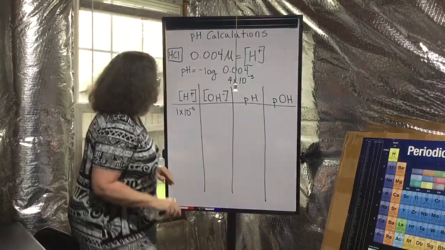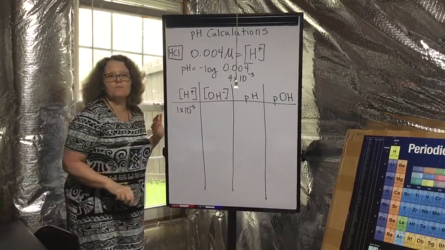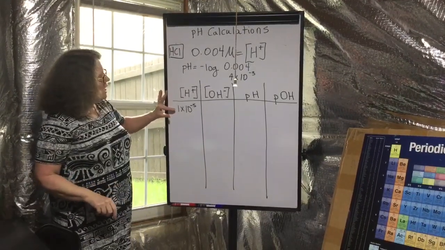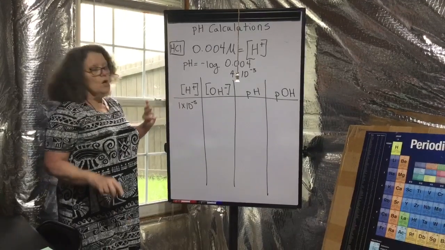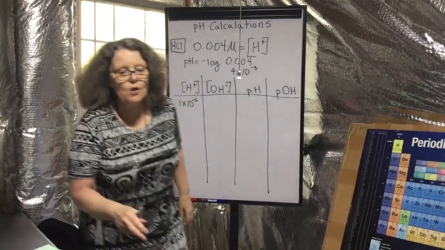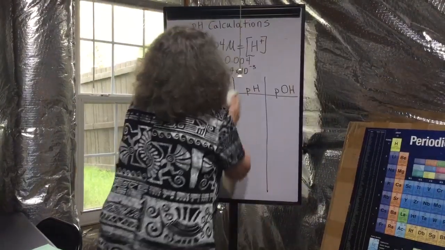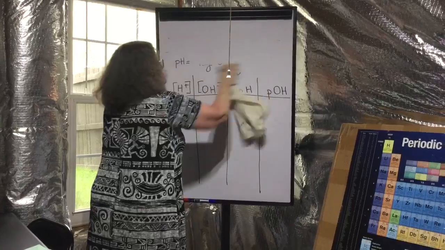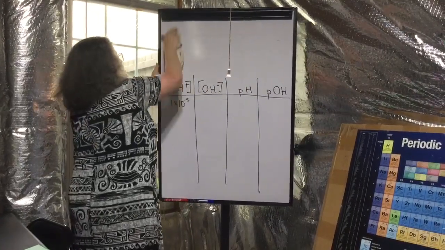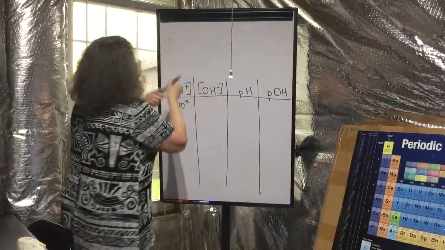Another thing you're going to be doing is completing this chart. Let's say you're starting with a hydrogen ion of 1 times 10 to the negative fifth. What we're doing here is using all those relationships. Let me put those up here. We're using all these relationships to complete this chart.